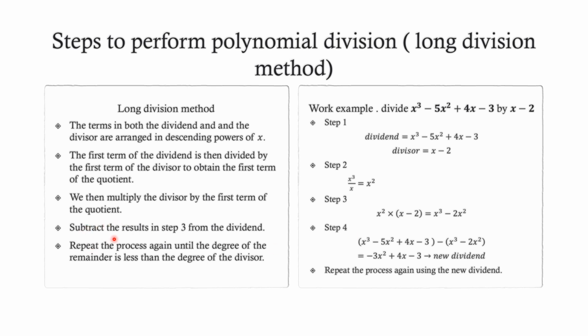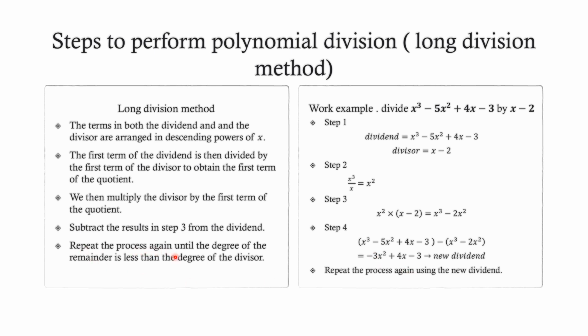Then the next step is subtract the results in step 3 from the dividend. So we are going to subtract the answer we got in step 3 from the dividend. So the dividend minus x cubed minus 2x squared. And sorry, our answer will be minus 3x squared plus 4x minus 3. And this expression becomes our new dividend.